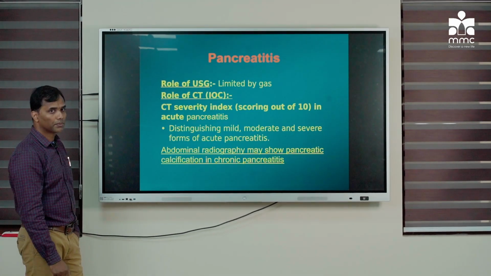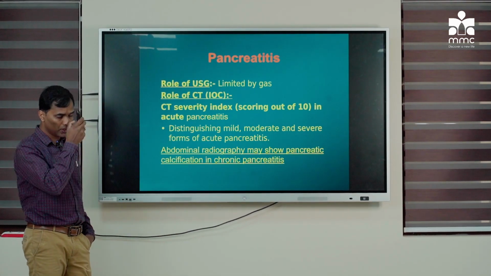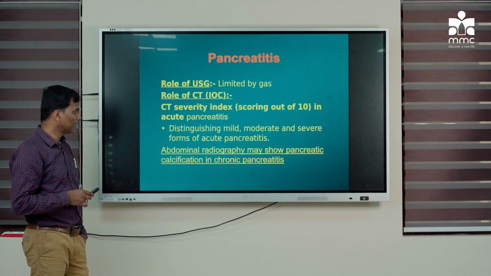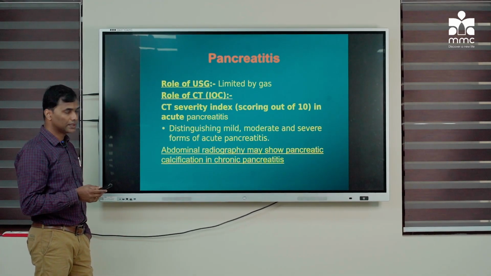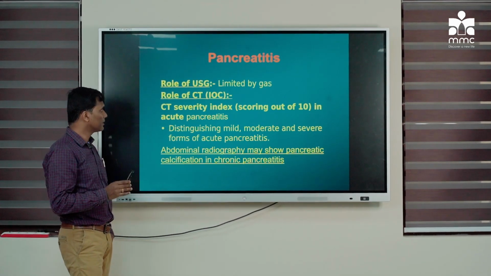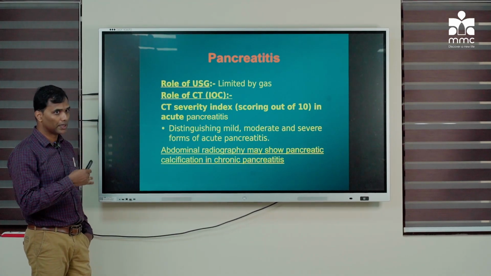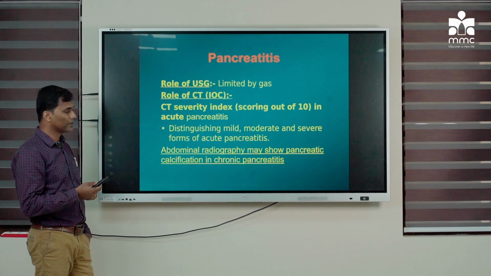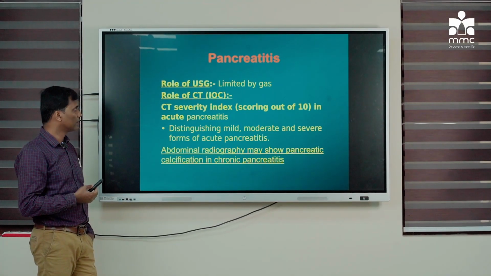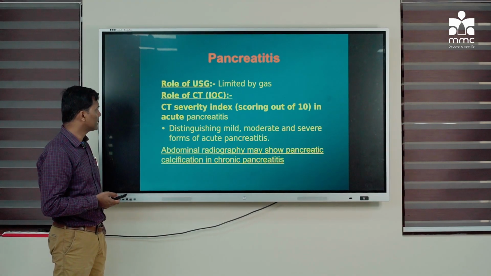So next is pancreatitis. So here also X-ray has limited role unless in case of chronic pancreatitis, which may have pancreatic calcification. So you can see that calcification on X-ray. Otherwise ultrasound has a limited role, again limited by the gas, and also gas in the stomach, mainly in the stomach bed region. So you can give some fluid on table and look for pancreas, but it is difficult many times. Part of the pancreas is not visualized.